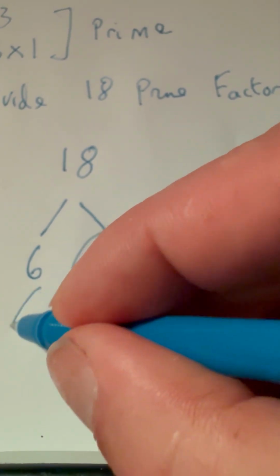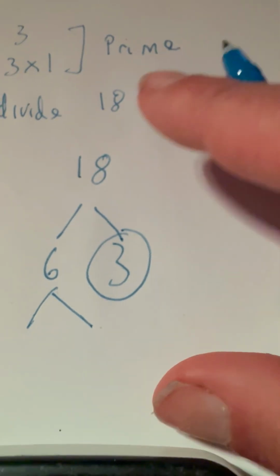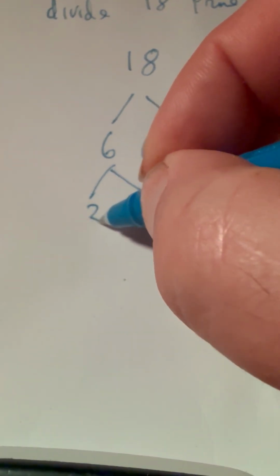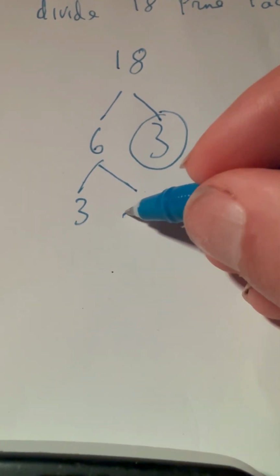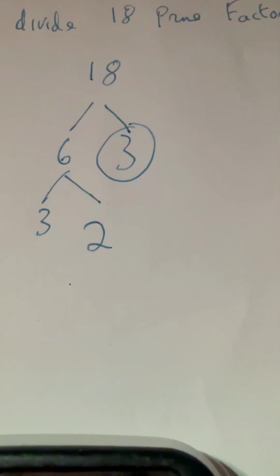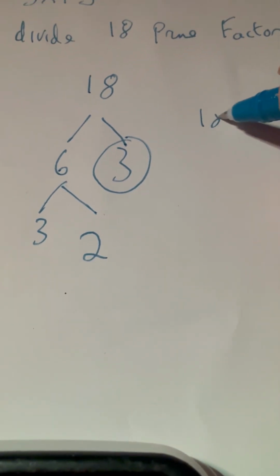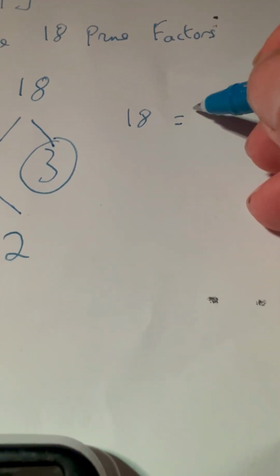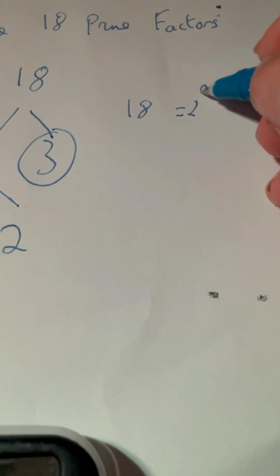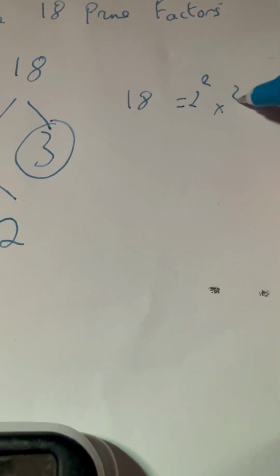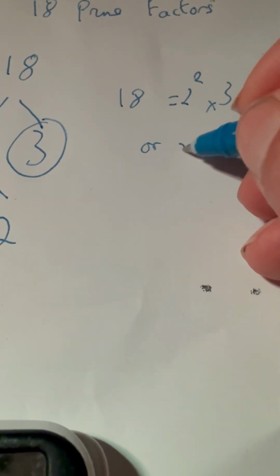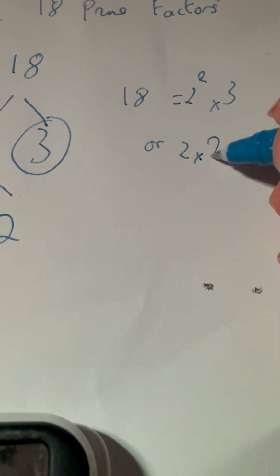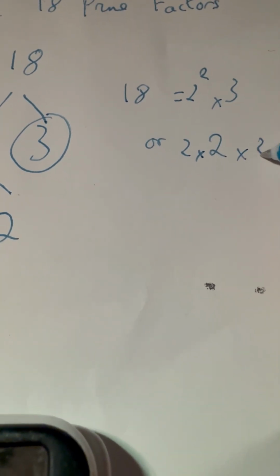But can I think of two numbers that will multiply together to give you 6? Of course you can. 3 and 2. And now they're all prime. So that means 18 equals 2, and we would write that as squared there, times 3. Or, if you like, 2 times 2 times 3.